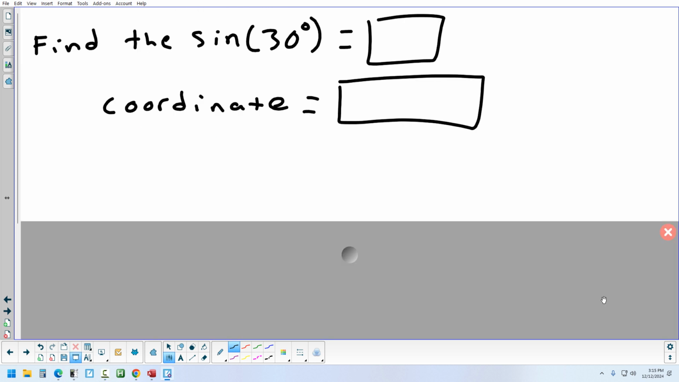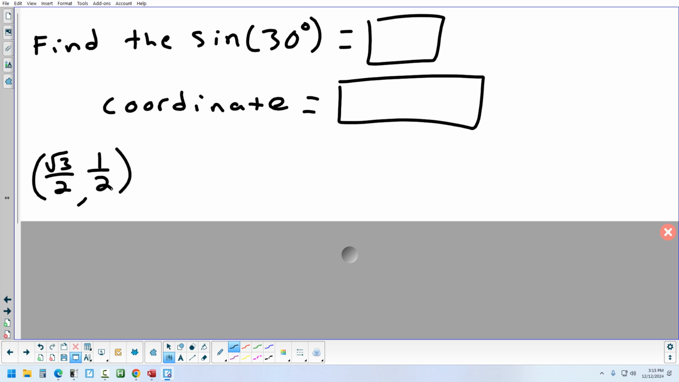Okay, so this question, similar to the last one, except this time they're giving us an angle to start with. If they give us an angle, what's the first thing that we need to figure out? We've got to figure out the coordinate. And for 30 degrees, because it's in quadrant 1, that's a coordinate that we want to memorize. What is the coordinate for 30 degrees? Root 3 over 2 and 1/2. Yep. So it's root 3 over 2, 1/2.